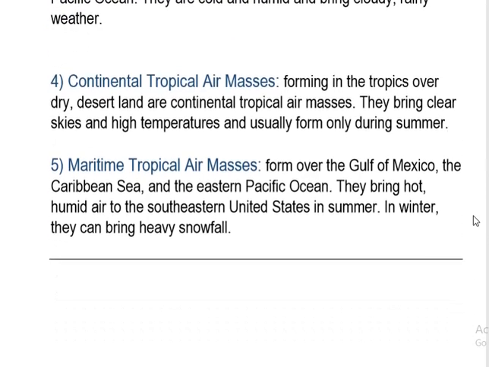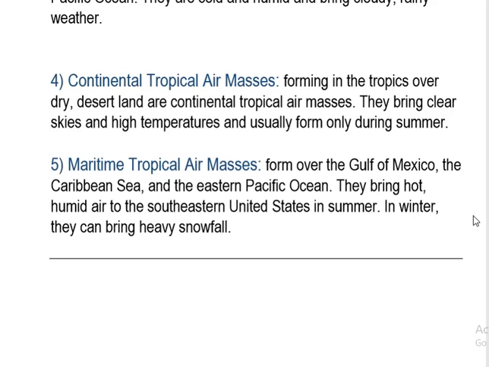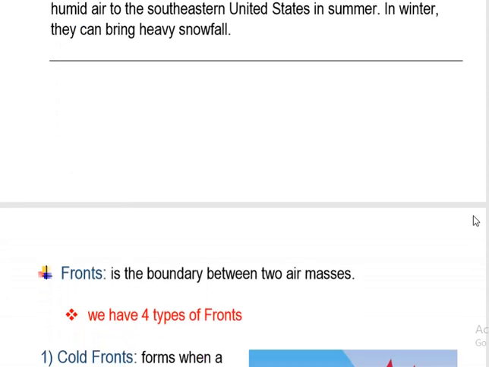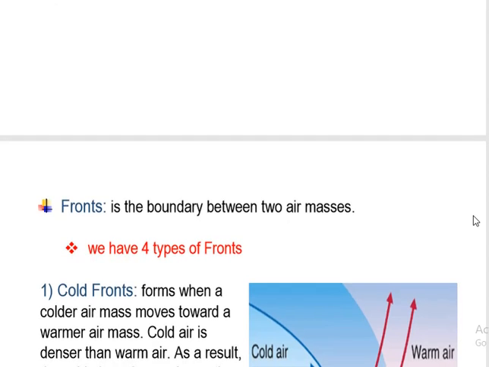Continental tropical air masses cover desert lands. The air will be hot and it forms only during the summer. Maritime tropical air masses cover Gulf of Mexico, Caribbean Sea, and Eastern Pacific Ocean. The air will be hot and humid in summer. In winter, it will bring heavy snow. So now we talked about what is the air pressure and its types, air masses and its types.